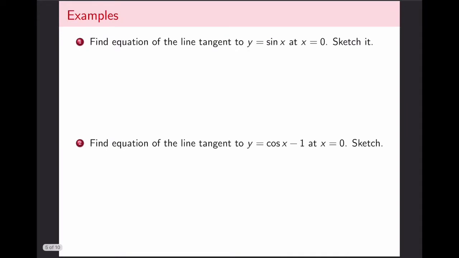Now, before we move on to the actual meaty, let's say, applications, let's take a look at a few that are purely mathematical. Finding equations of tangent lines to the trigonometric functions.